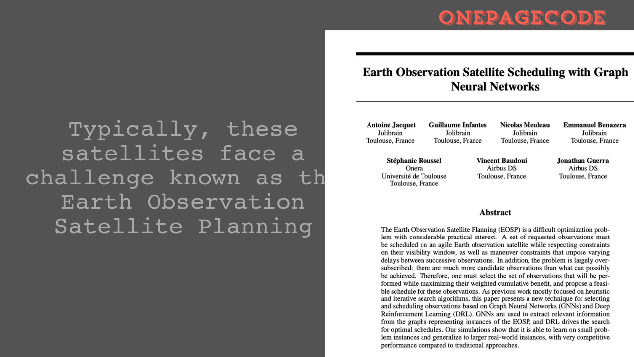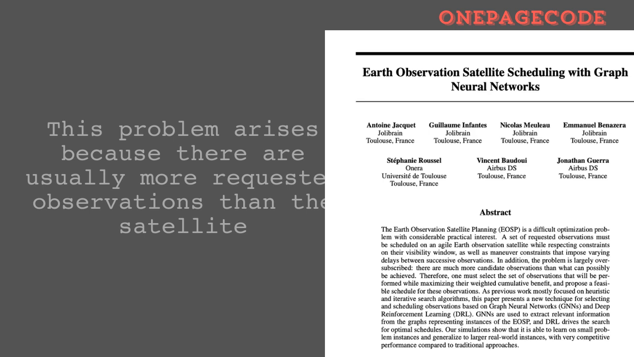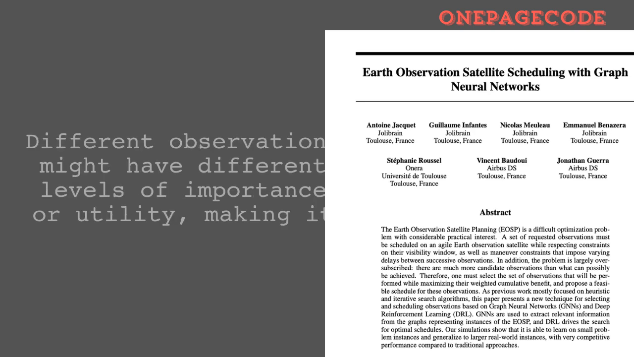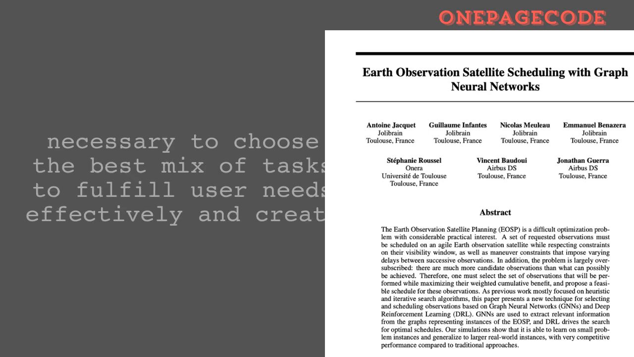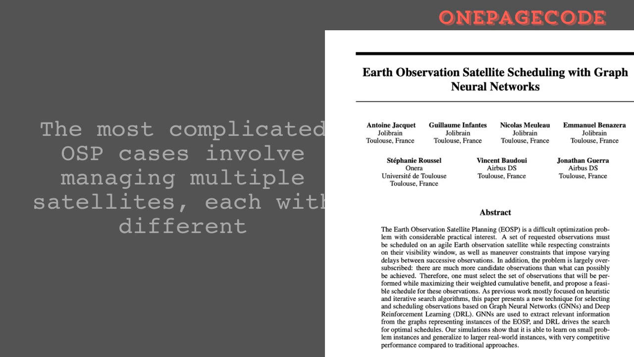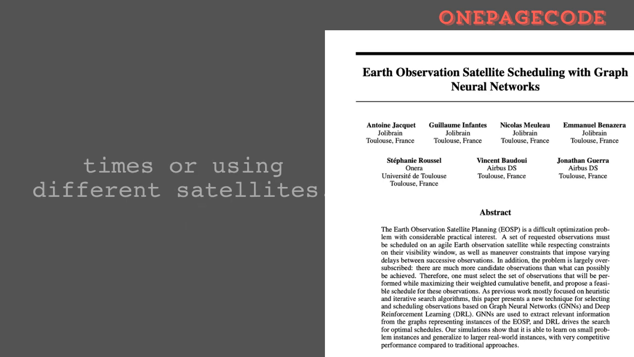Typically, these satellites face a challenge known as the Earth Observation Satellite Planning Problem, EOSP. This problem arises because there are usually more requested observations than the satellite can complete during its operational time. Different observations might have different levels of importance or utility, making it necessary to choose the best mix of tasks to fulfill user needs effectively and create a schedule that respects the satellite's operational limits. The most complicated EOSP cases involve managing multiple satellites, each with different orbits and tasks, which may include taking many pictures of the same area at different times or using different satellites.